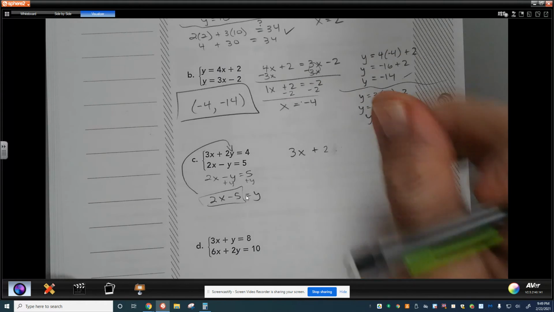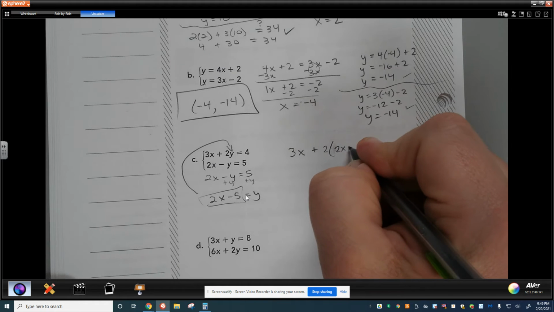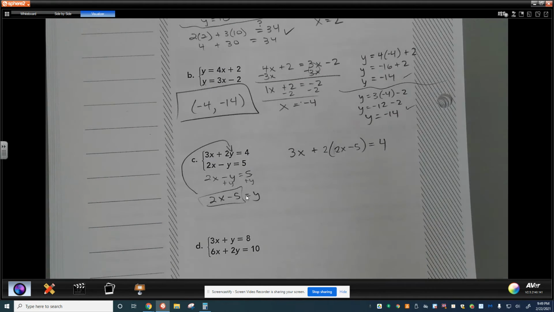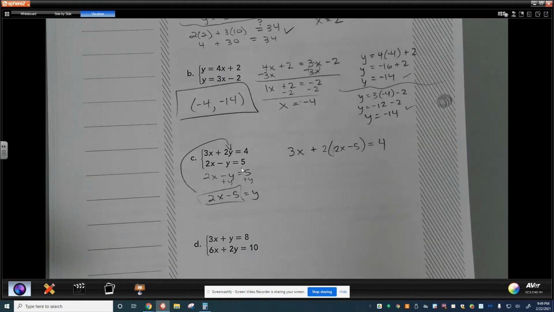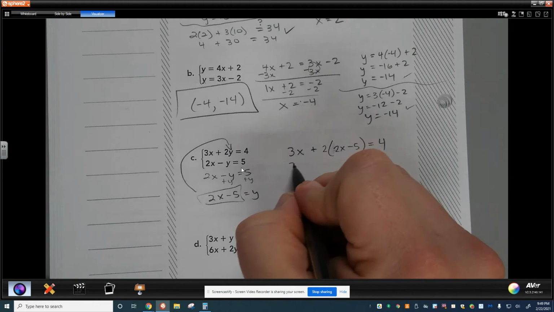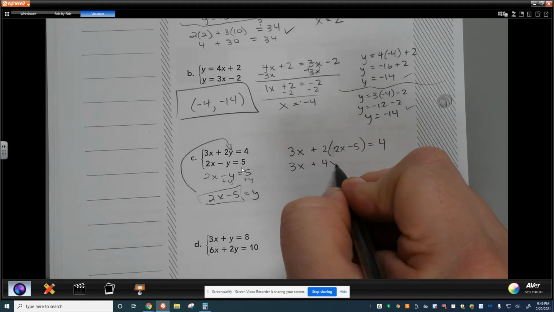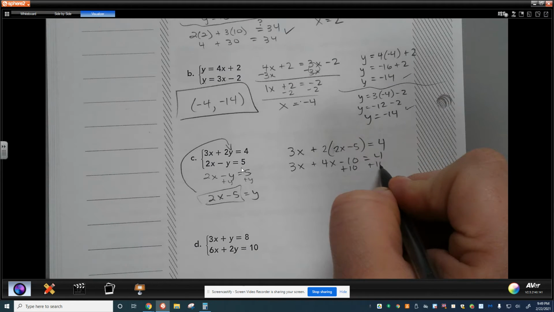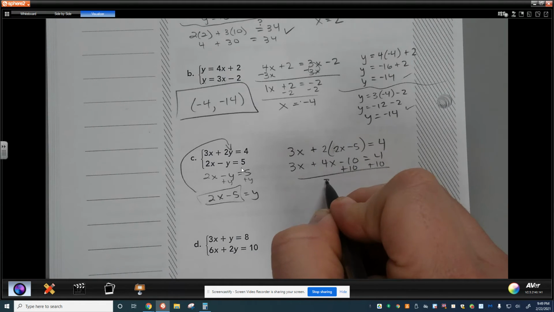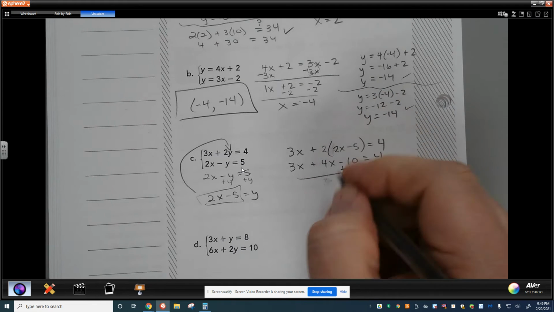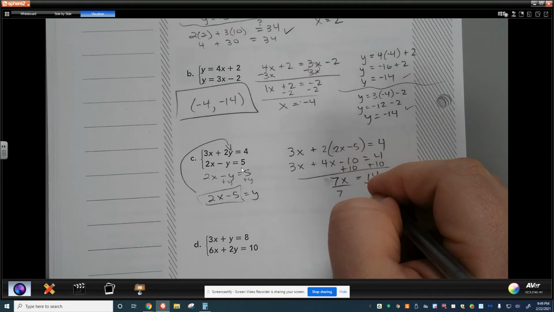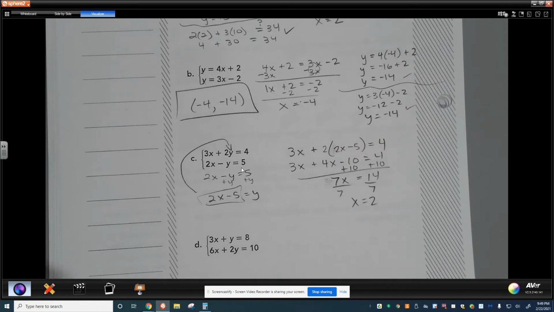Whoops, that's twice the value of the y. 2x minus 5 is equal to 4. And then from there, it's simplifying and solving. I'm just going to go ahead and do this really quickly. X should be equal to 2.